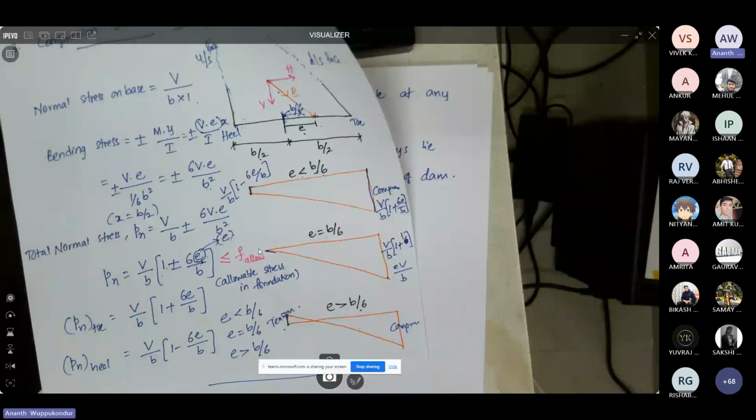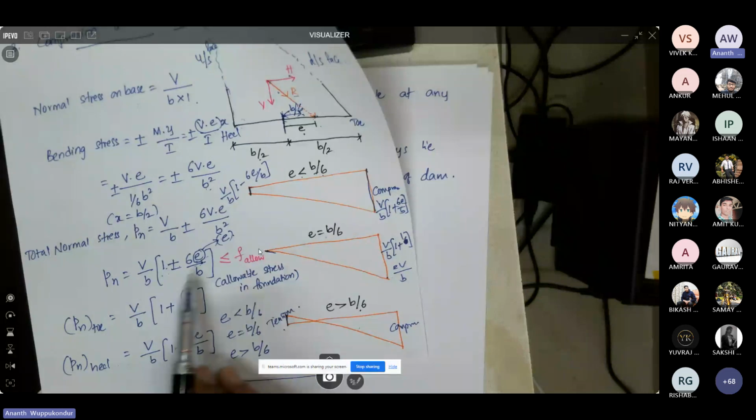Whereas for compression, there should also be a limit. You cannot allow the stress to be higher than what the material can take. For example, for concrete, there would be an allowable compression stress. So the stress at the base of the dam cannot exceed the allowable stress in concrete. This total normal stress should always be less than what is allowable in the foundation.